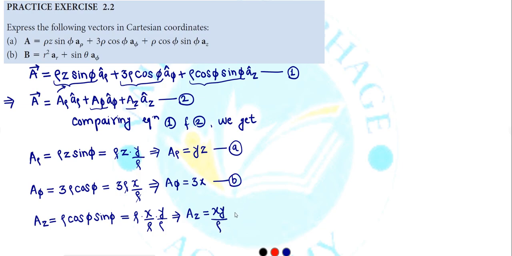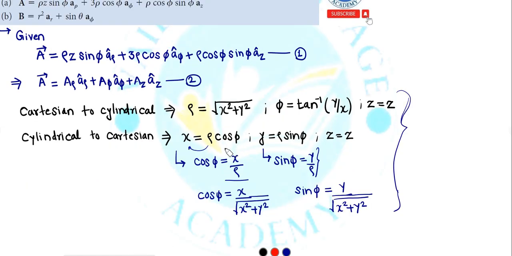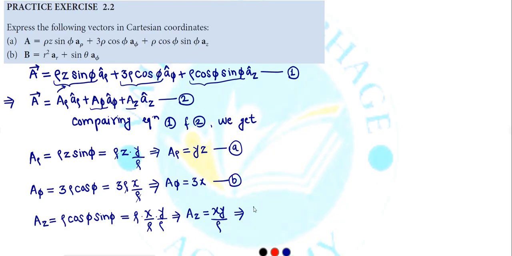But again we have the value for that rho. If you see the previous slide, rho is equal to the square root of x square plus y square. So place that value of rho here. We have A z equals xy upon rho, and that rho is the square root of x square plus y square. Say this is equation C.